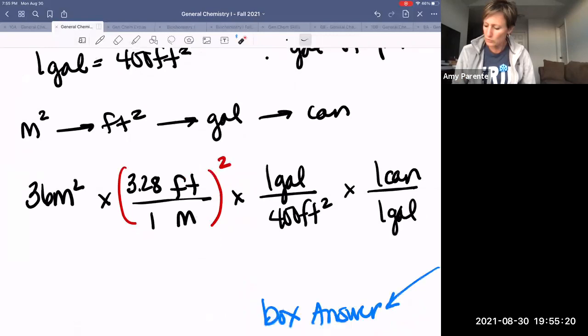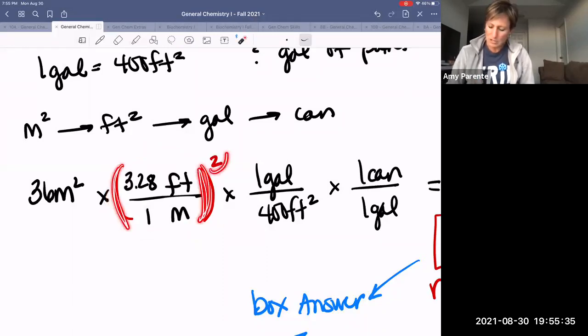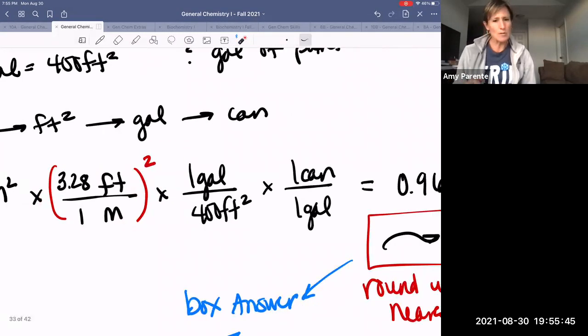So here's the walkthrough for the problem. And again, my walkthrough mirrors my map. So 36 square meters, 1 meter is 3.28 feet. Just like we've been doing for lots of problems, I have to make sure I square this quantity. Now I can have my relationship that allows me to walk between square feet and gallons. And then lastly, if I stop the problem right there, I would know how many gallons I need.